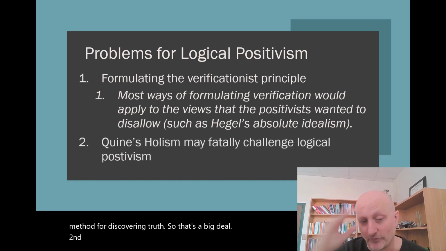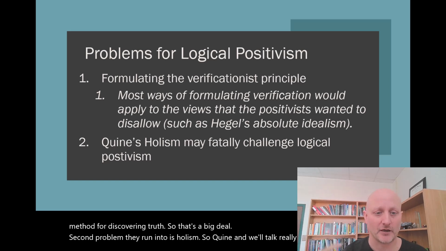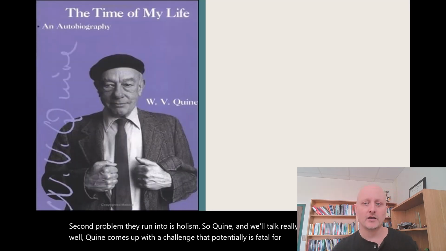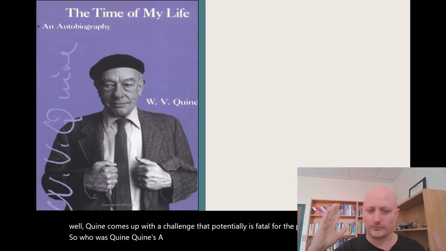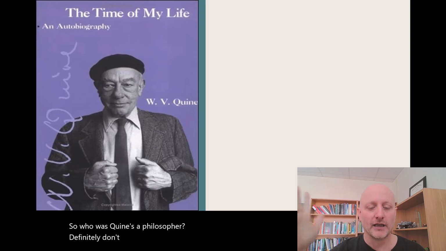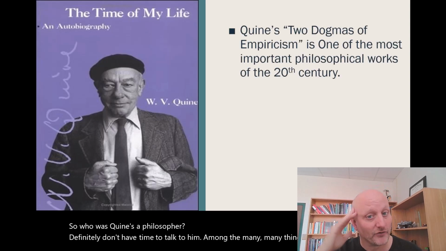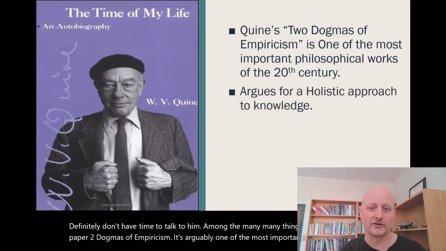Second problem they run into is holism. So Quine, we'll talk really quickly about him as well. Quine comes out with a challenge that potentially is fatal for the positivists. So who was Quine? Quine's a philosopher. Definitely don't have time to talk through him. Among the many things he does, he writes this paper, Two Dogmas of Empiricism. It's arguably one of the most important philosophical works of the 20th century.